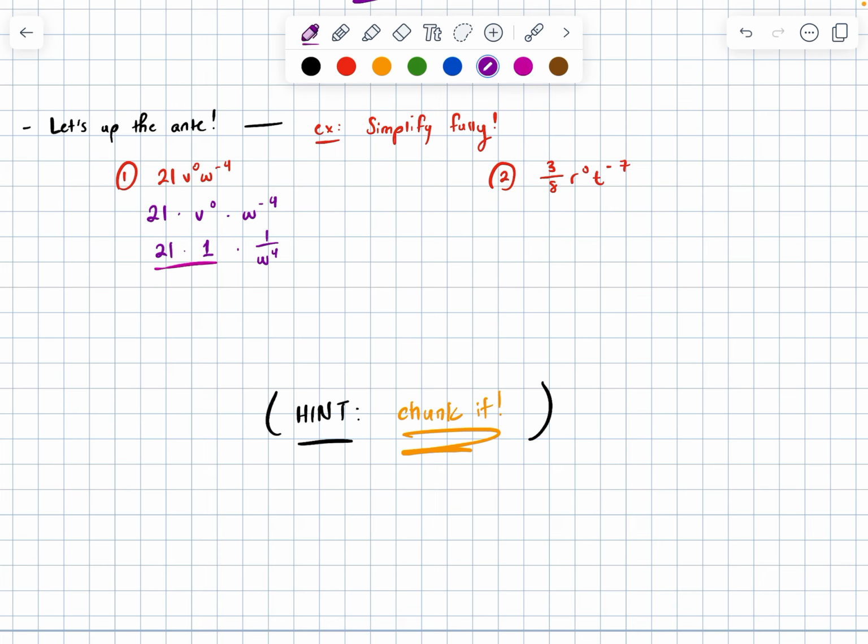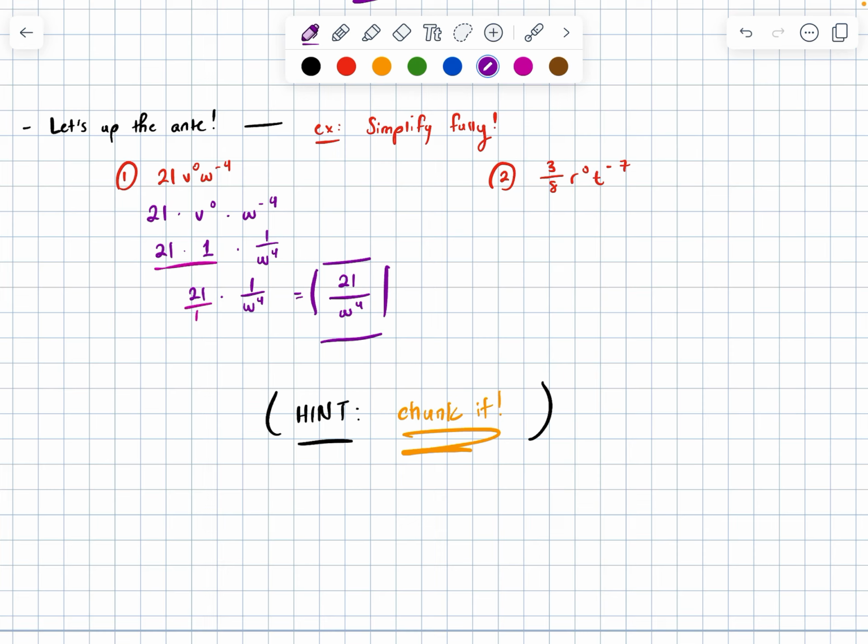I have 21 times 1, which is just 21. And then I have 1 over w to the 4th. Well, to make it really obvious how this is going to combine, remember 21 is really 21 over 1. And if I multiply those fractions together, numerator times numerator gives me 21. Denominator times denominator gives me w to the 4th. So there is my final answer.